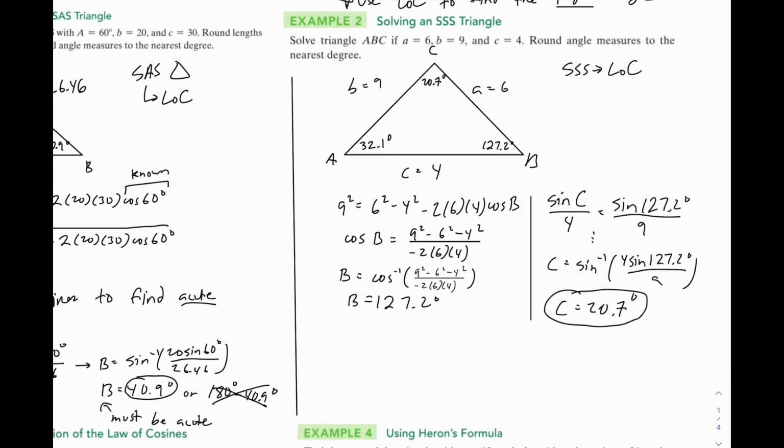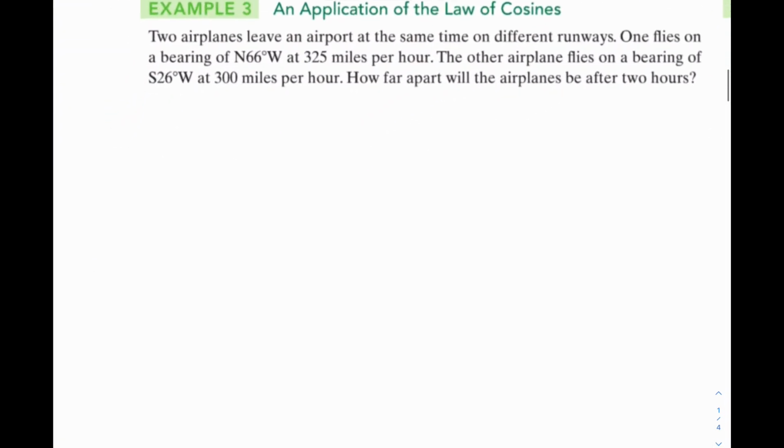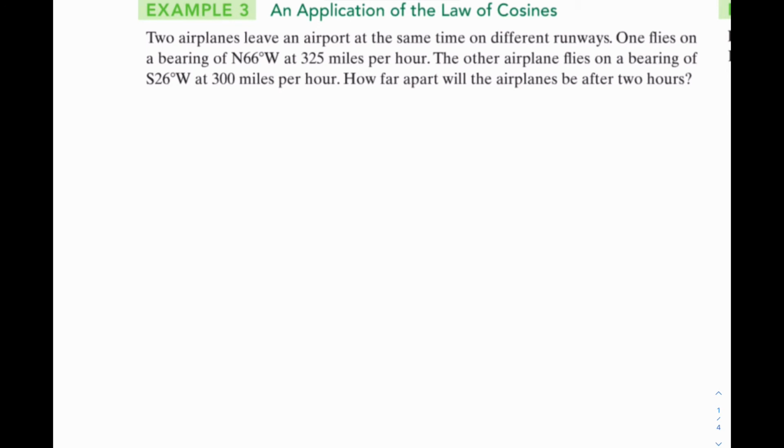Okay, so there's law of cosines. Notice how it's pretty easy. It's not too bad. There's a couple more examples here. Two planes leave an airport at the same time on different runways. One flies on a bearing of north 66 degrees west at 325 miles per hour. Okay, so to do this, let's just sketch a coordinate grid and label it north, west, east, south. The other plane flies on a bearing of south 26 degrees west at 300 miles per hour. How far apart would the planes be after 2 hours?